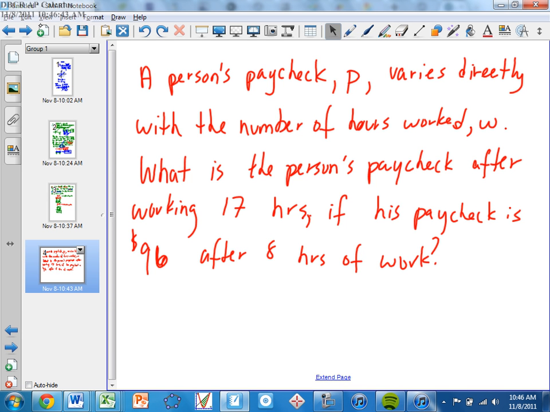From my first statement, a person's paycheck, P, varies directly with W. That's all I care about. I don't care about all the other words. The paycheck, P, varies directly with W. So immediately write P equals AW. The paycheck varies directly, that's the A, with the amount of hours, W.